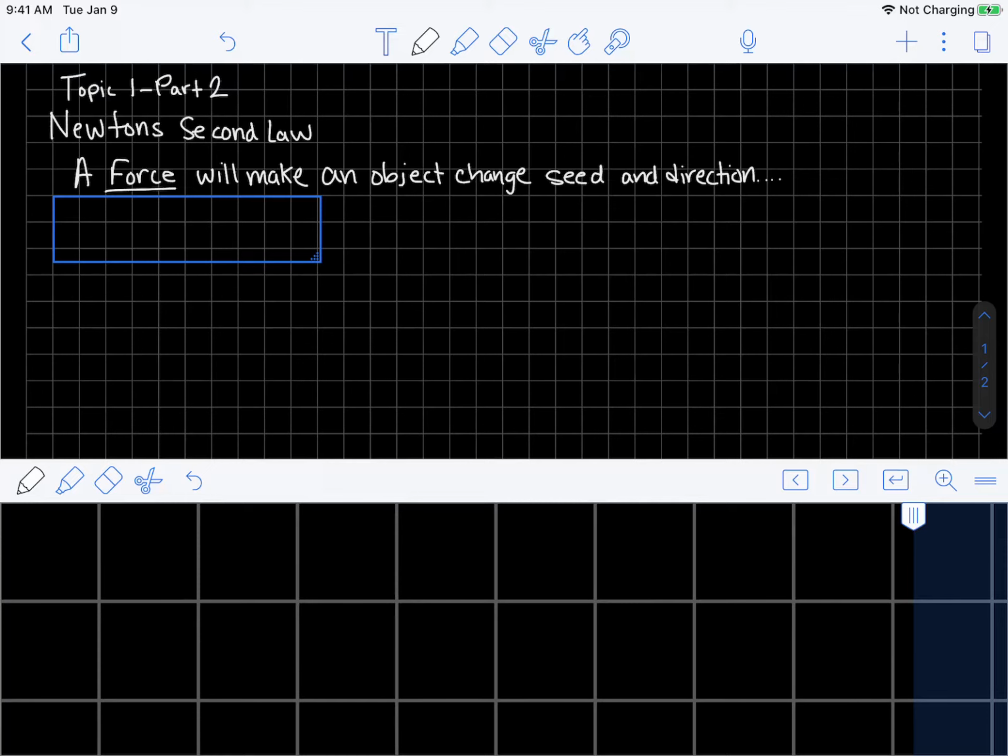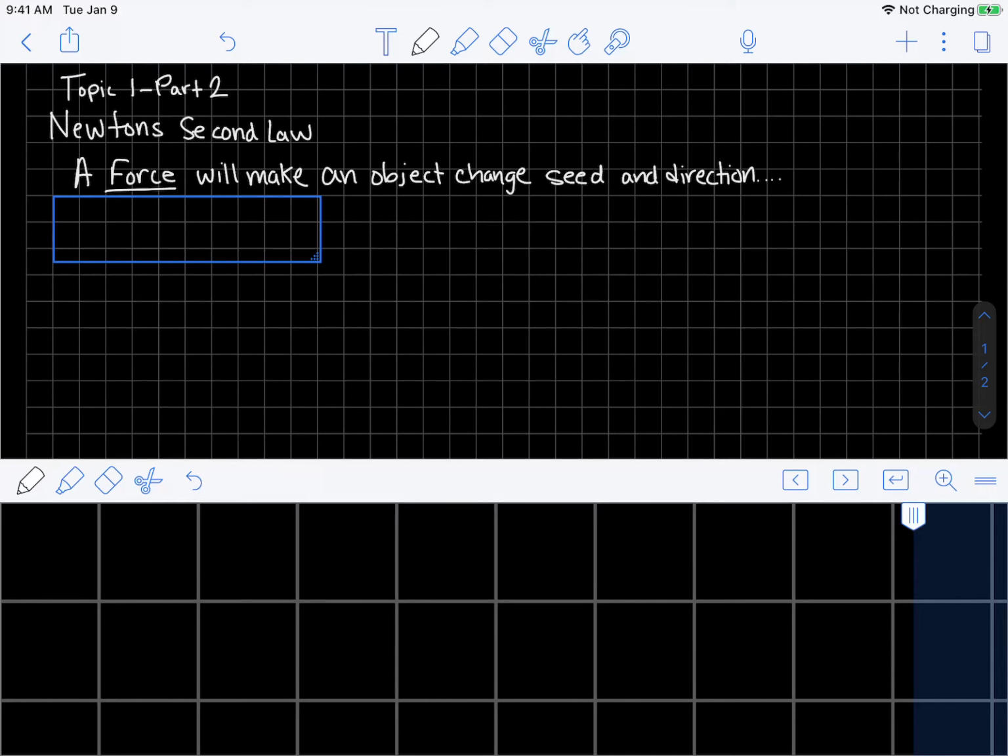Okay, so we are on day 2 of our topic 1 notes, and as promised, I'm going to give you a little more detail about Newton's second law. So the first thing is this idea that a force will make an object change speed and direction. Now, a couple of things about that.